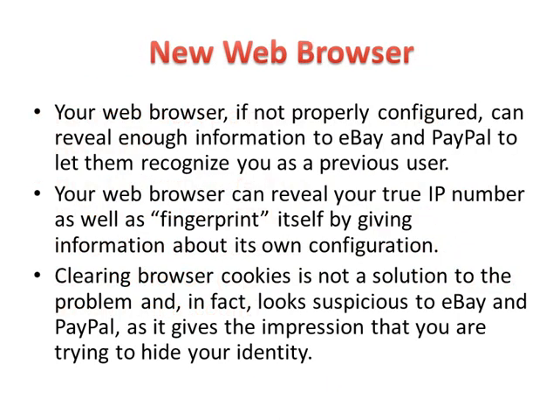New web browser. Your web browser, if not properly configured, can reveal enough information to eBay and PayPal to let them recognize you as a previous user. Your web browser can reveal your true IP number as well as fingerprint itself by giving information about its own configuration. Clearing browser cookies is not a solution to the problem and, in fact, looks suspicious to eBay and PayPal, as it gives the impression that you are trying to hide your identity.